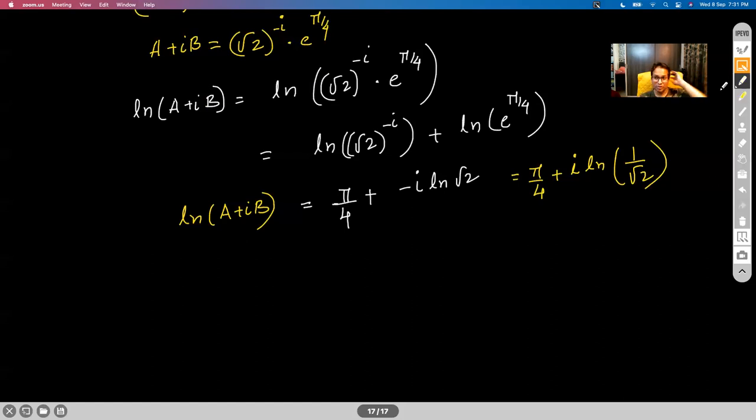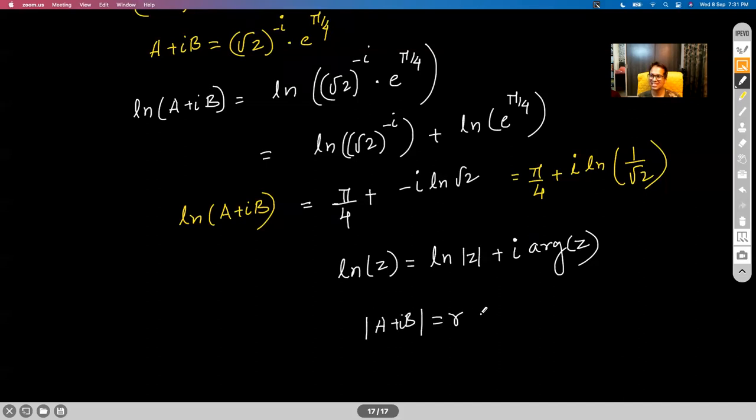So this is your ln of a plus ib. Now, if you recall, in the beginning, I had done this operation with you and I told you that the log of a complex number gives you another complex number whose real part is ln of the modulus of z and imaginary part is the argument of that complex number. So ln of a plus ib is giving you this. What does it tell you? Let the modulus of a plus ib be r. That means ln r is pi by 4, this term. So ln of mod a plus ib is pi by 4. That means r is e to the power pi by 4.